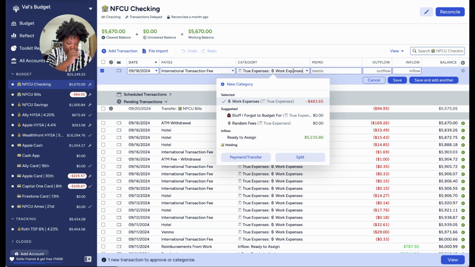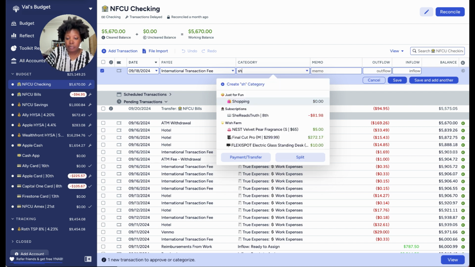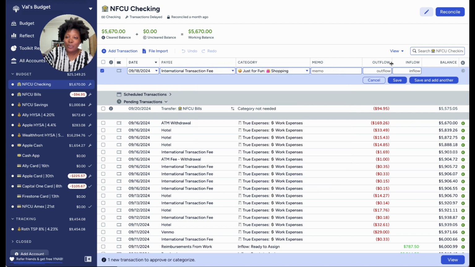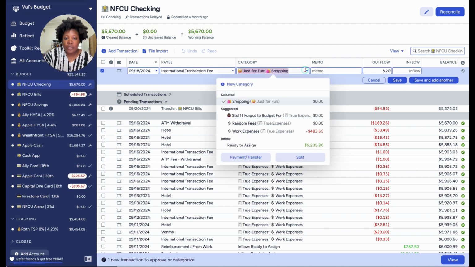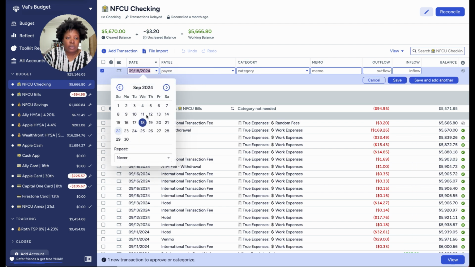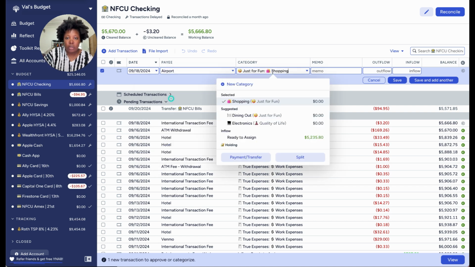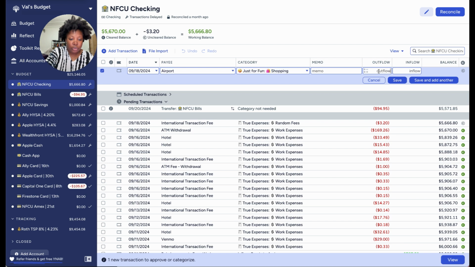But this one is not for a work expense. This was because I went shopping at the airport, and I got some perfume. So this was $3.20. Oh, I should name this random fees actually. So let's save and add another on the 18th. Label this one airport shopping, and this one was $320.